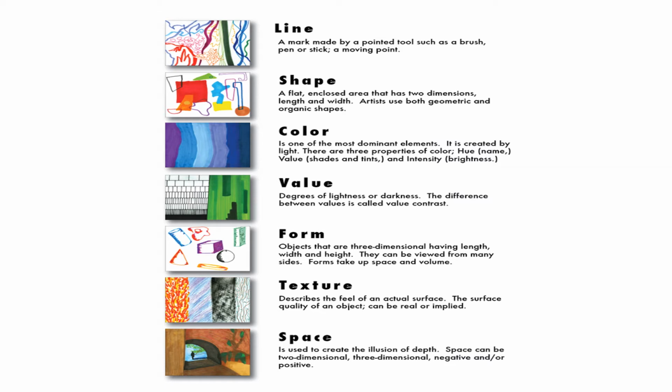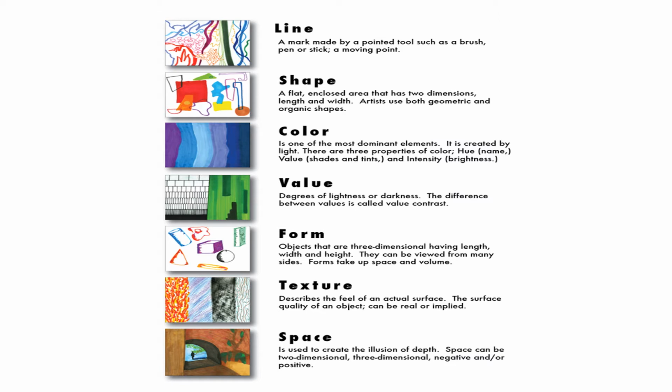The next element is color, and color is one of the most important elements that you have. Color is created by light, and color actually has 3 properties, or basically there are 3 things that can influence color. The hue of a color, that's its name. So for example, blue is a hue, red is a hue.